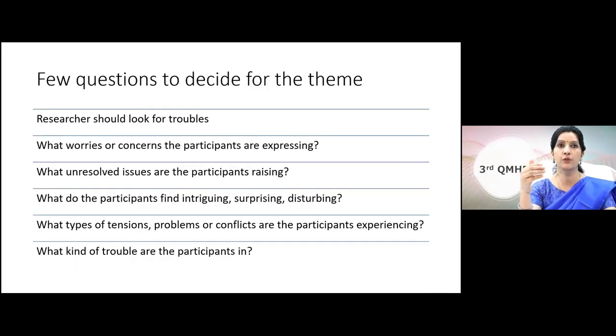There are a few questions you should ask to decide on a theme. Researchers should look for the troubles: what worries or concerns are the participants expressing, what unresolved issues are the participants raising, what do the participants find surprising or disturbing, what types of tensions or conflict are there, or what kind of trouble are participants in? The answers to such questions usually get themed. So you should have a theme relating to these questions. Any problem in your data, any trouble in the response, that should be themed.